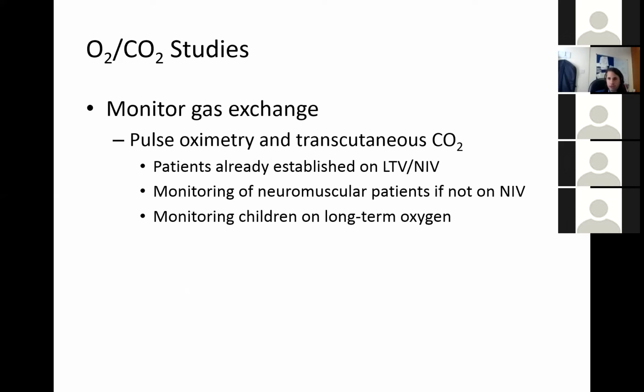So oxygen and carbon dioxide studies monitor gas exchange. They're very useful, and they involve a pulse oximetry and a transcutaneous CO2 monitor. And they're generally used for patients already on long-term ventilation or non-invasive ventilation. Very good for monitoring neuromuscular patients who are not on non-invasive ventilation. So these children may well develop breathing difficulties as the disease progresses. So your typical example is Duchenne muscular dystrophy patients. And we need to keep an eye on these patients because there's such an insidious onset of carbon dioxide retention. The children themselves may not notice any symptoms.